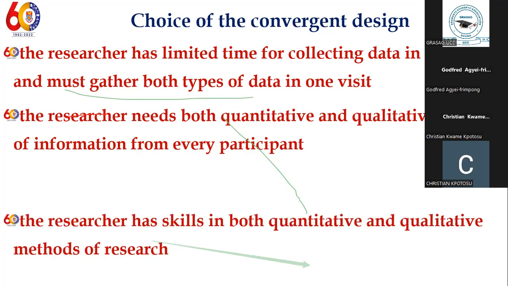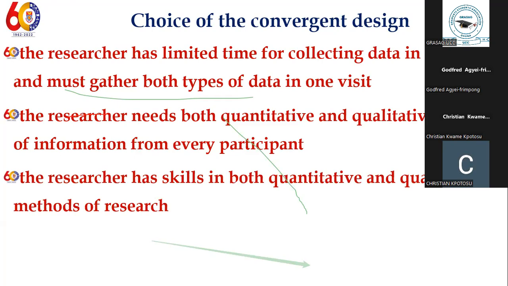Again, if the researcher has skills in both quantitative and qualitative methods of research, so we have people there, they're very good when it comes to qualitative research, best. When it comes to quantitative research, best. So these people will always want, so let's do everything together. Let's collect data together. They might want to use the convergent design.